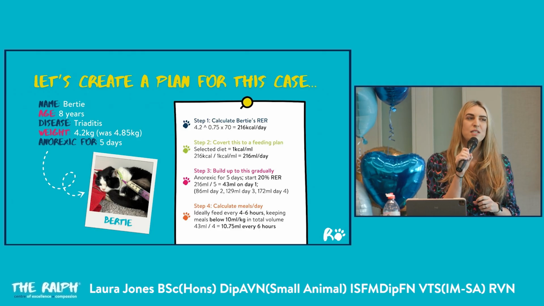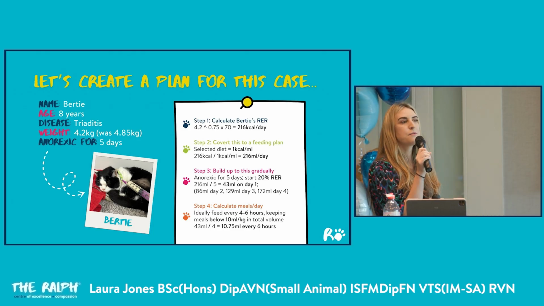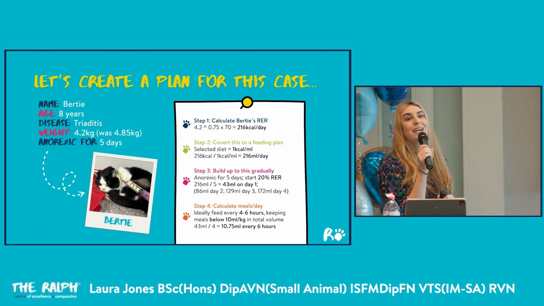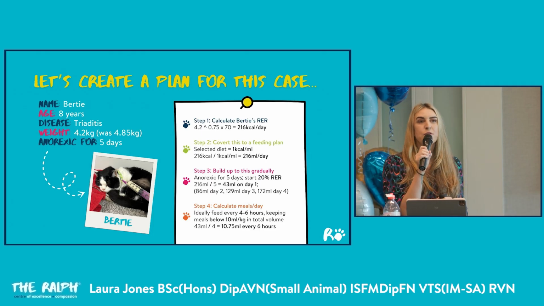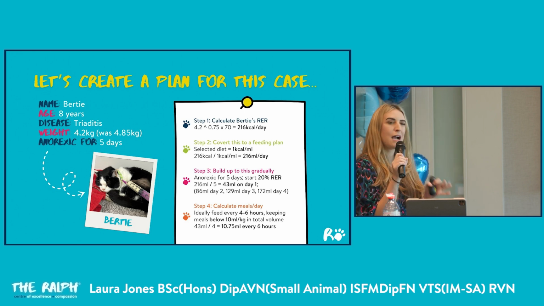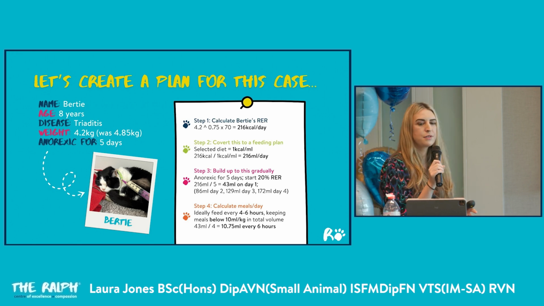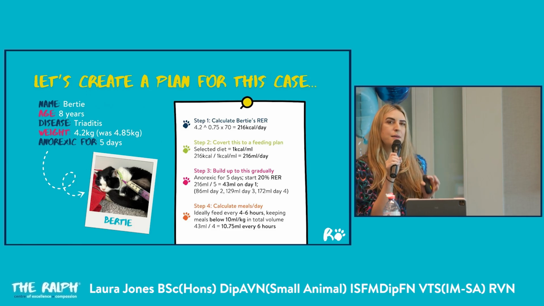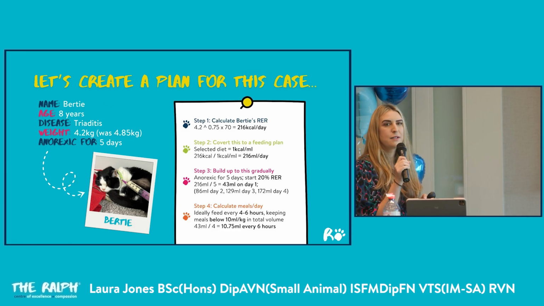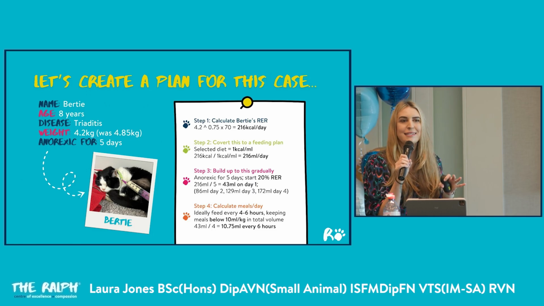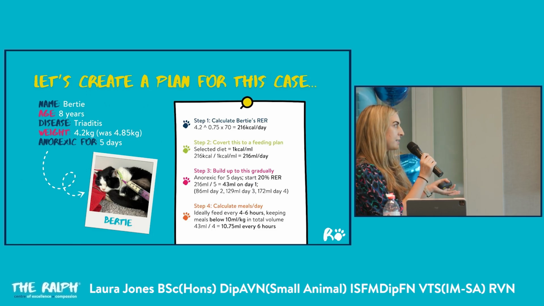Then we're going to turn that into a feeding plan, looking at the number of feeds and the size of the feeds per day. So ideally, we would feed our patients every 4 to 6 hours in hospital, because gastric emptying time is around 4 to 6 hours in most patients. And we try where we can to avoid the meal size exceeding 10 mils per kilo, because that is ideal gastric capacity for a patient that has been anorexic.